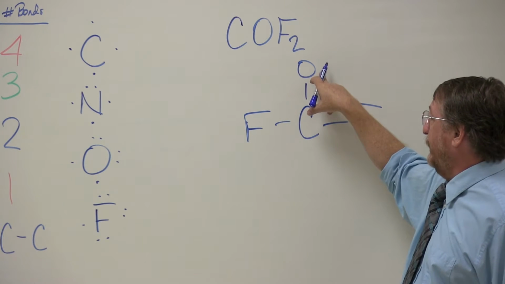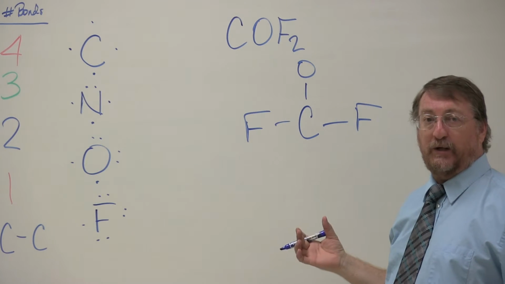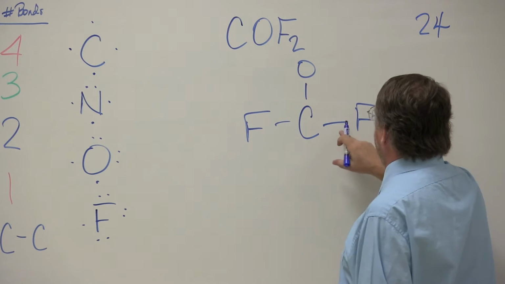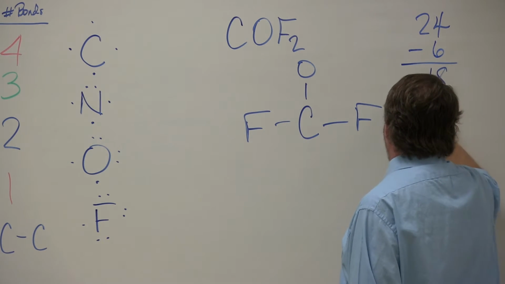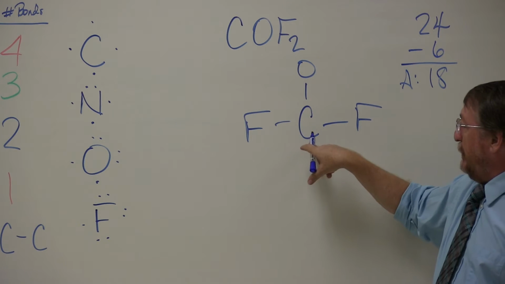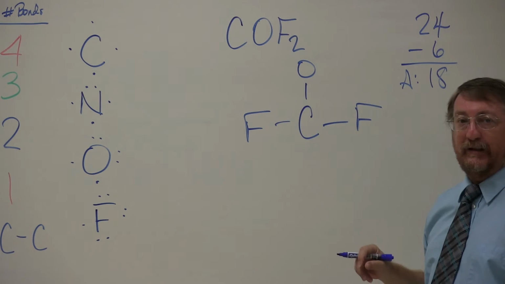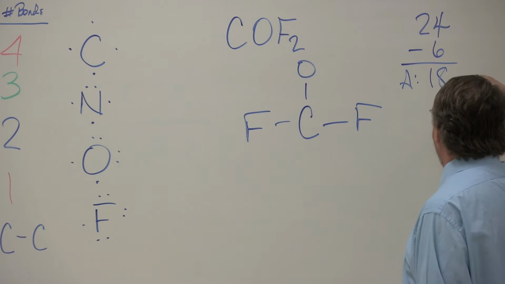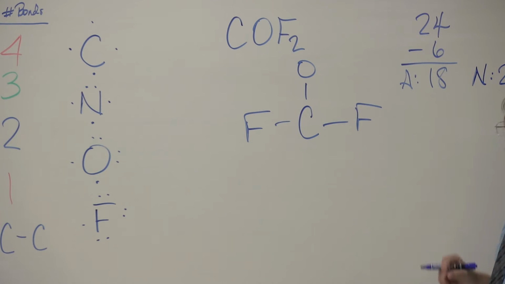Valence electrons: oxygen's 6 plus carbon's 4 is 10. Each fluorine has 7, that's 14. 10 plus 14 is 24. So 24 valence electrons. I've already drawn 6. So I have 18 electrons available to complete the octets. Well, you can see the carbon here is going to need 2. Each of the outer elements needs 6. 6 times 3 is 18, plus 2 is 20. So I need 20. This tells me I need to add a bond.